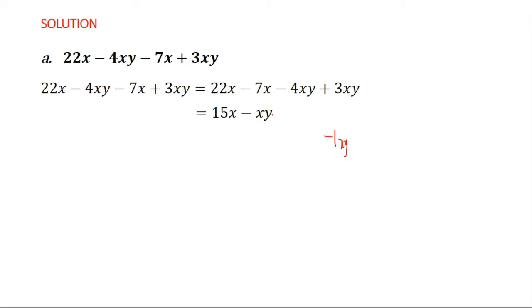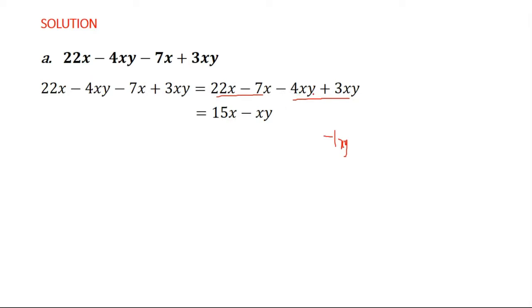So once again, you group the like terms. So we have 22x and 7x grouped together here. Then we have minus 4xy and plus 3xy grouped together here. You subtract, in this case, you are subtracting the coefficient. So we have 22 minus 7. That will give us 15. So we have 15x.